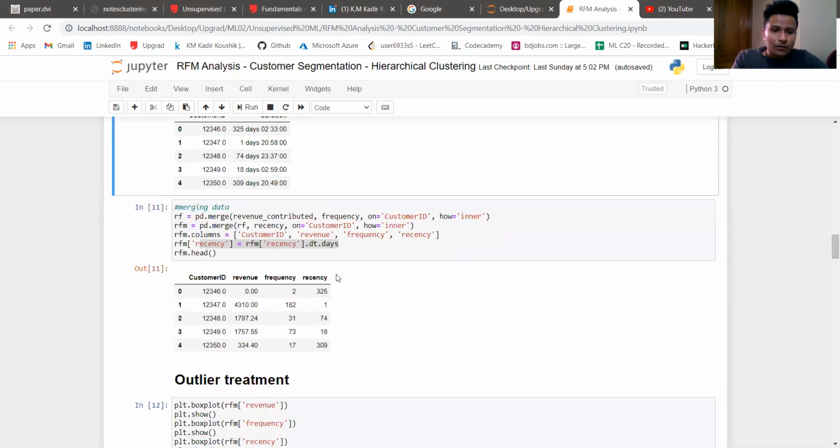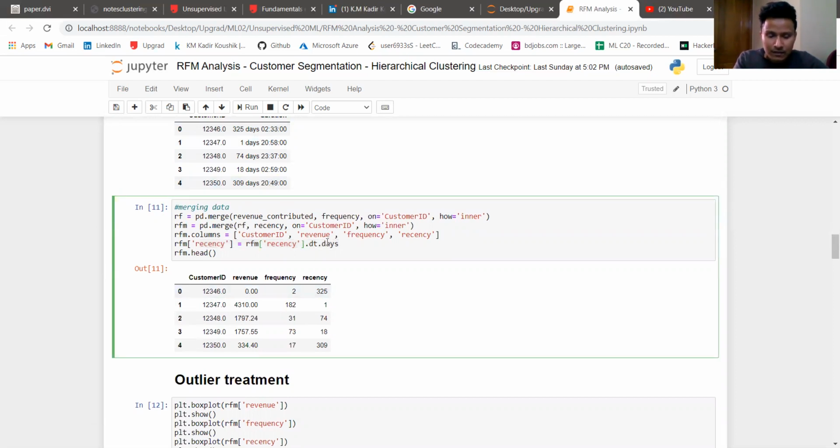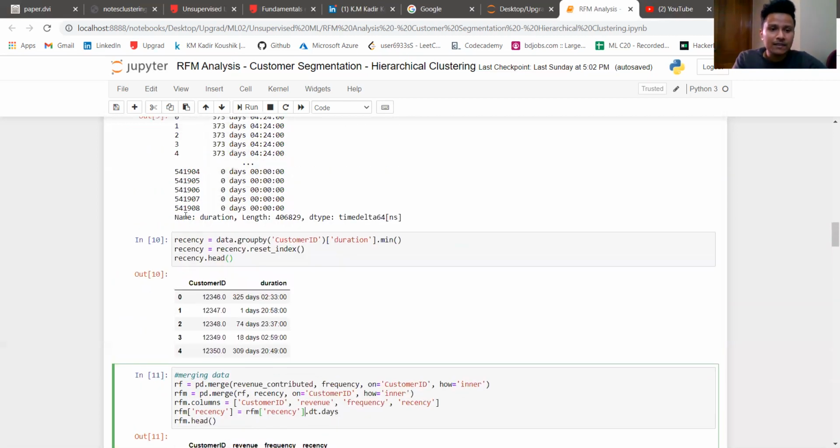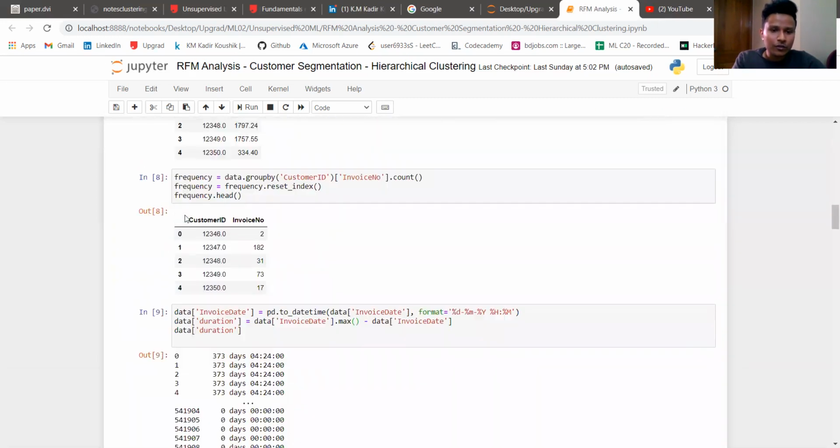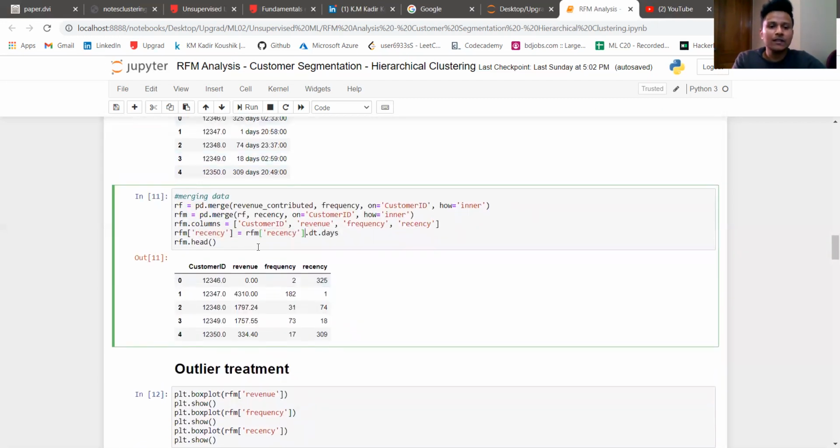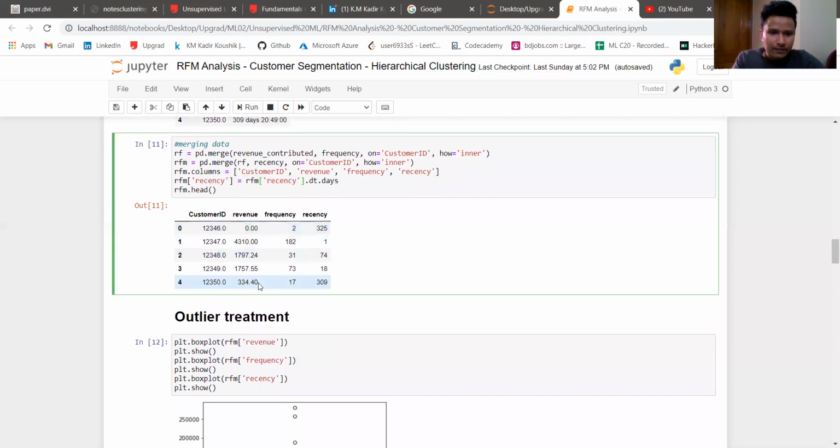All right. So here, see, we have 325 days, 1 day, 74 days. This is the recency. And we also have time mentioned here, so we won't be needing that, right? In order to get rid of it, what we did is use this function, dt.days. We are only left with the day values. All right. And obviously these three subsets, recency, frequency, and revenue contribution, we are merging all of them to form another data frame, a different data frame which is only focused on these three attributes. So after merging, this is the code, and here is the data frame.